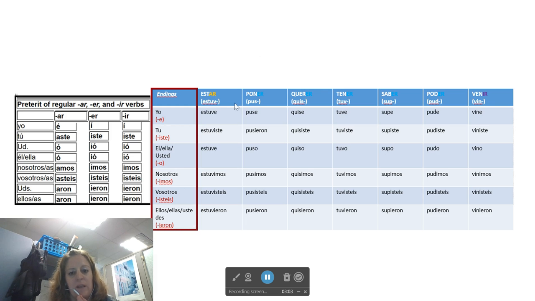Then you just need to memorize the changed stem that's used for each of these guys, and then you attach these endings to it. So for estar, instead of using EST, you have to use estuv. For poner, instead of using PON, you use PUS. For querer, instead of using QUER, you use quis. For tener, instead of using TEN, you use tuv. For saber, instead of using SAB, you use sup. And for poder, instead of using POD, you use pud. And for venir, instead of using VEN, you use vin.